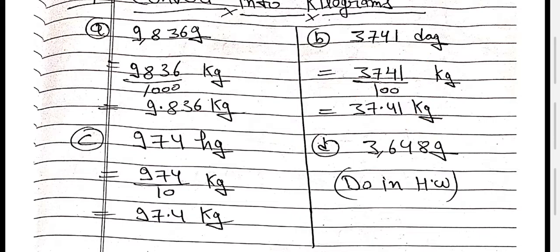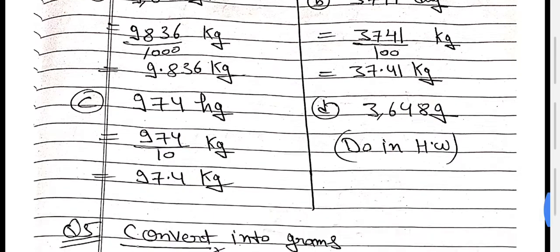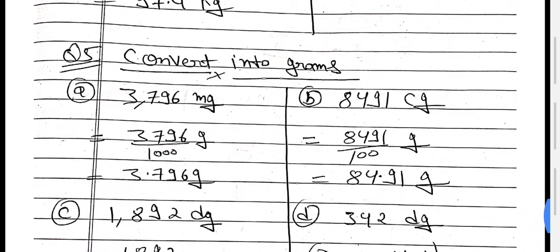Now when you convert hecto into kilo, you have to divide by only 10. So your answer is 97.4 kilogram. Similarly, D part you have to do by yourself in homework. Come on, the last question of this exercise.